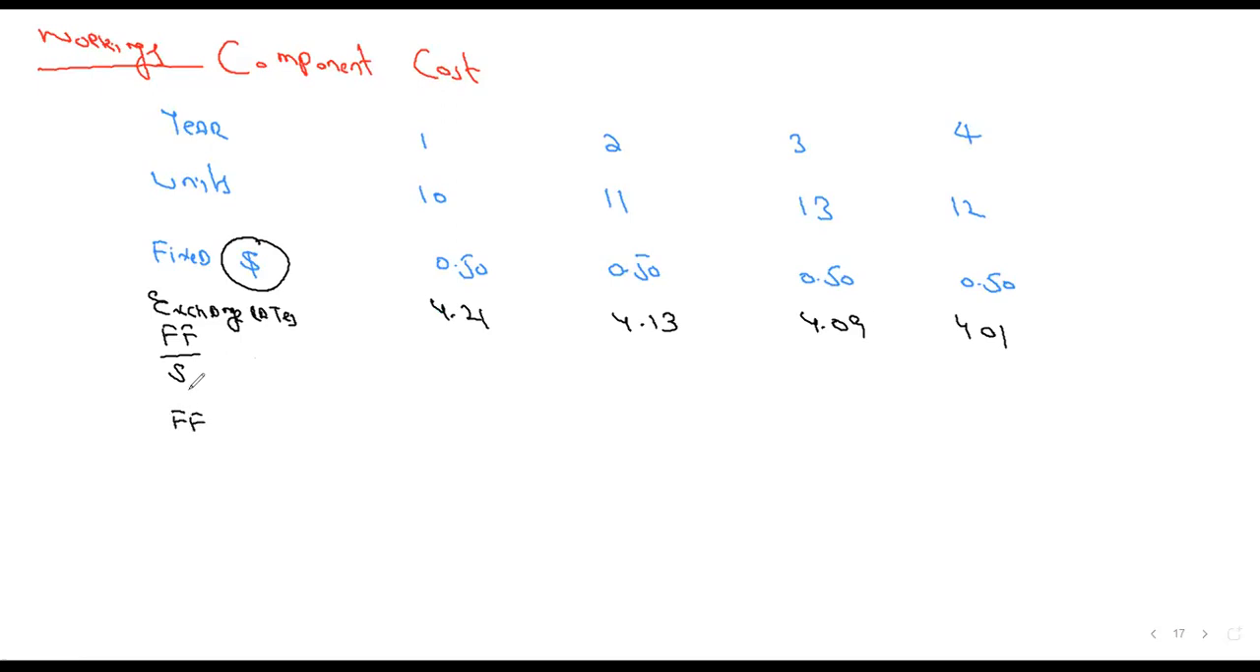What are the figures in the FF? Tell me. 21.05 the first year, 22.72, 26.59, and 24.06.